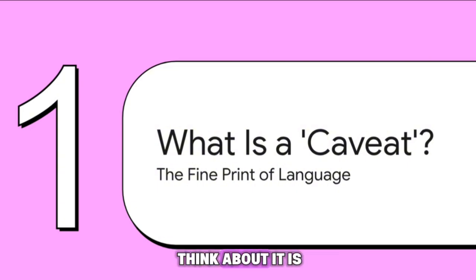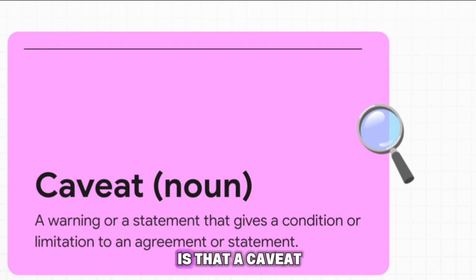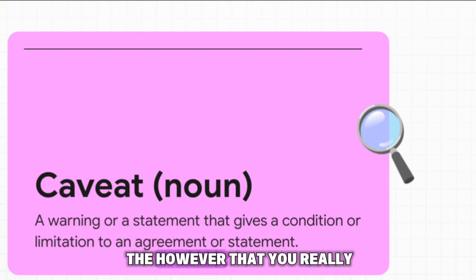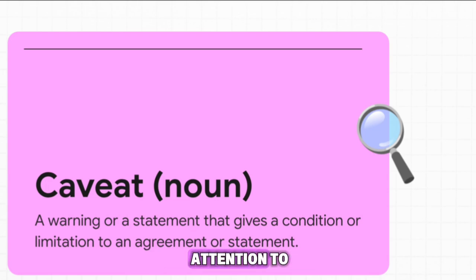The best way to think about it is like the fine print of language. You know, it's that one little detail that you absolutely have to know about. So the official definition is that a caveat is a warning or a statement that gives a condition or a limitation. But here's the thing, it's not just any old warning. It's a really specific one that's attached to a bigger statement. It's the but or the however that you really need to pay attention to.